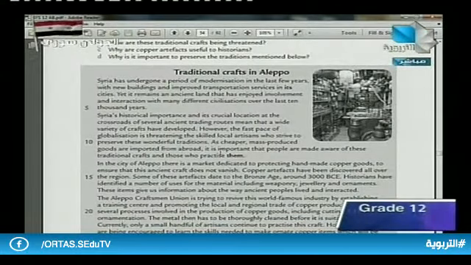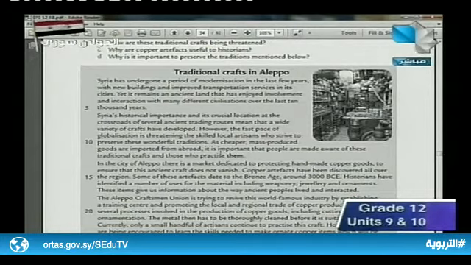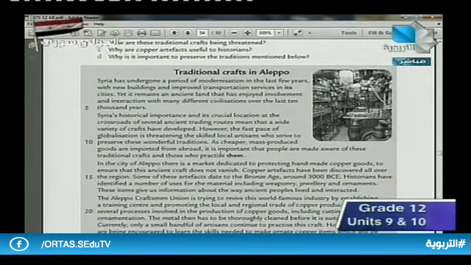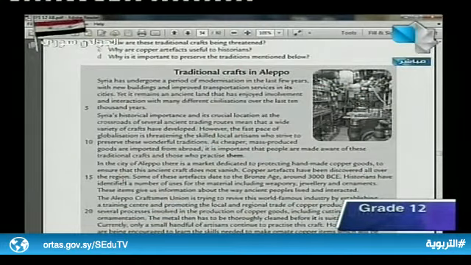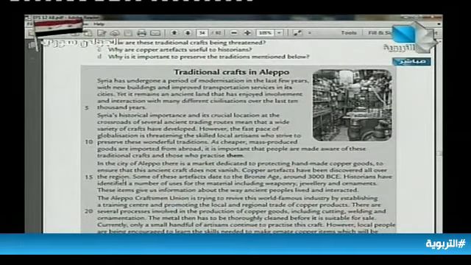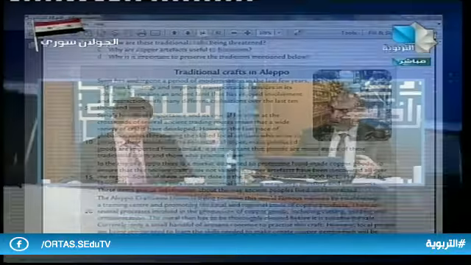Okay. Why, Mr. Mazen, are copper artifacts useful to historians? Because these items give us information about the ancient peoples, and tell us how they lived, how they interacted with each other, or with other civilizations. Now, in Aleppo we have, of course, the Aleppo Craftsmen Union, which, as mentioned in the text, is trying to revive, to refresh, this world famous copper industry. How is the Aleppo Craftsmen Union trying to refresh this industry? By establishing a training center and promoting the local and regional trade of copper products.